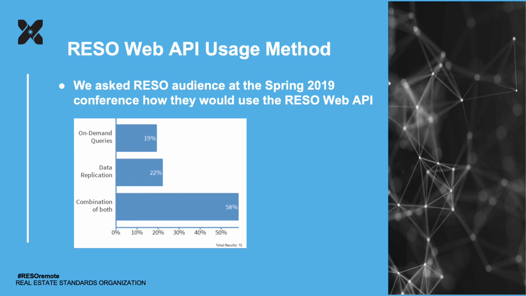Now, this time last year, during a presentation at the Spring RESO conference, we did a live poll to ask audience members what method of data ingestion they would use when using the RESO Web API. Out of 72 responses, we had 19% saying they would use on-demand queries, 22% saying they would go for full replication, and what was surprising to us at the time, 58% said that they would use a combination of both.